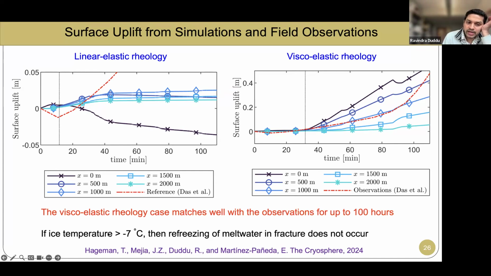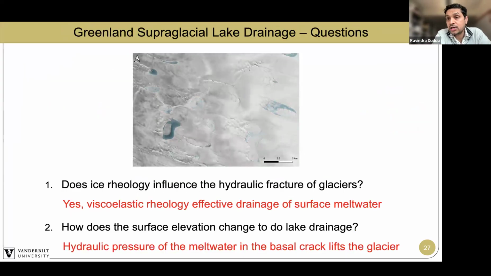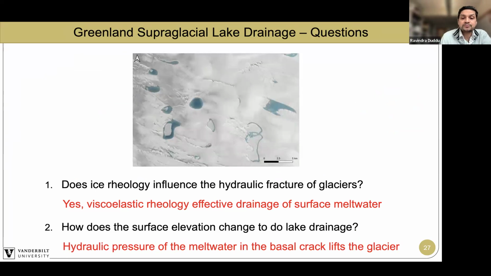And also we found that if ice is much, much colder, let's say colder than -7 degrees, then the refreezing of meltwater shuts the fracture process. But if it is warmer, then you can have a full depth fracture. So that means that we also need to watch out for the temperature of the ice. And if warmer temperatures of ice are found in other regions which are much farther away from the terminus, then we could potentially have fractures in upstream regions as well.